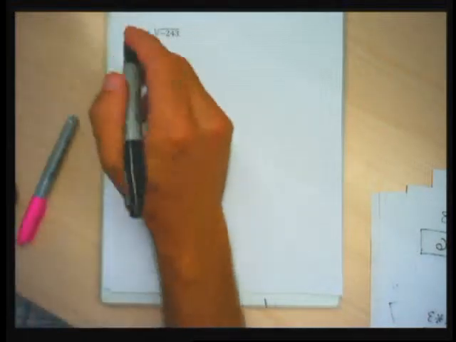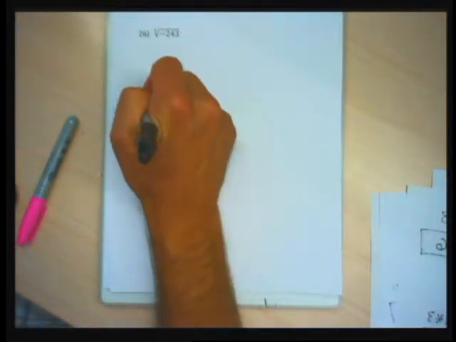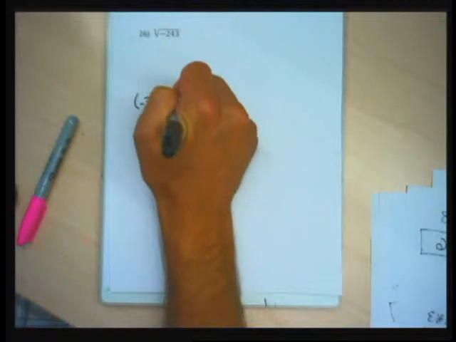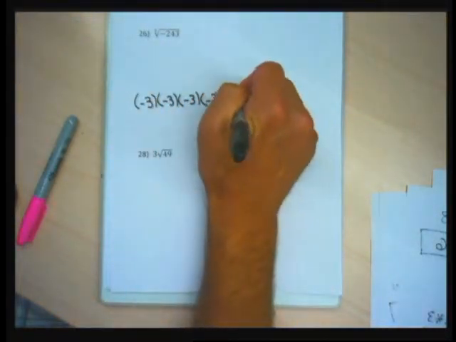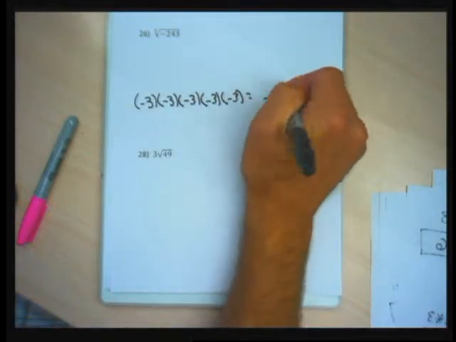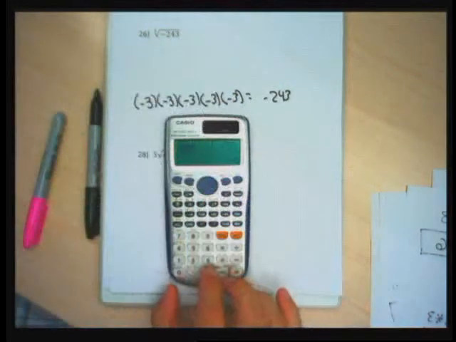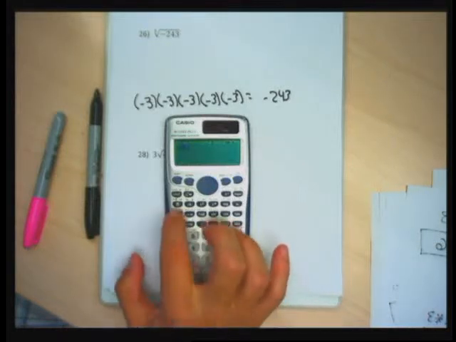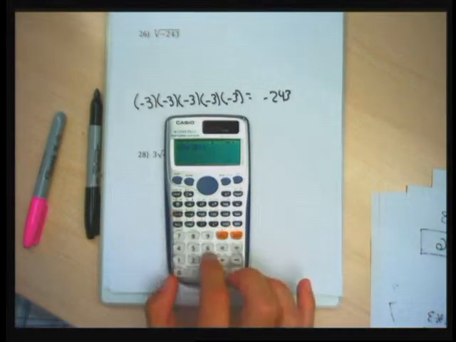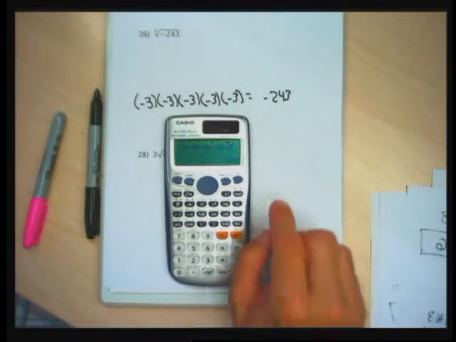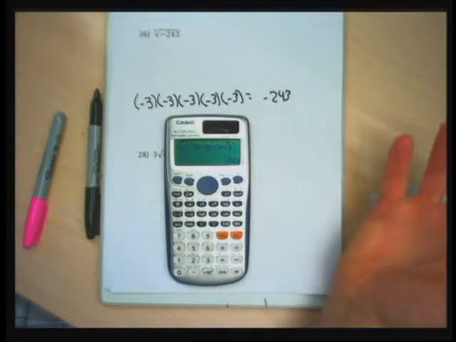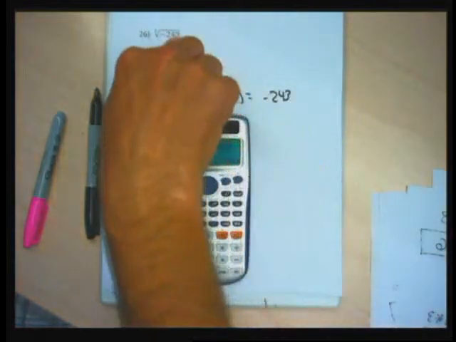Problem 26 asks me what number times itself 5 times is -243. The answer is -3, because if I multiply -3 by itself 5 times, it will equal -243. I can show you: -3 times -3 times -3 times -3 times -3. Multiplying -3 by itself 5 times, I get -243. So I know that's the answer because that's the question this is asking.